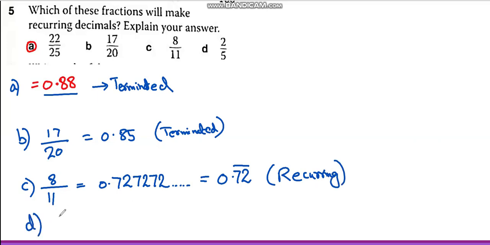Similarly, we can do D part where we can divide 2 upon 5 and we will get our answer as 0.4, which is terminating, means it is not recurring. Now let's proceed to the next question.